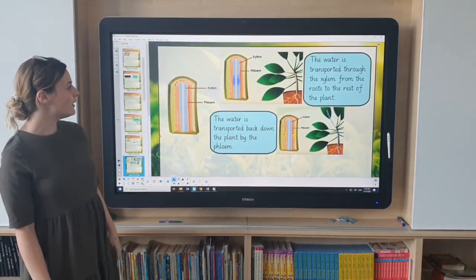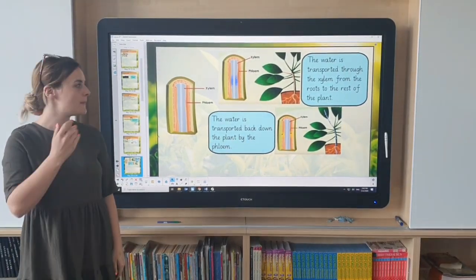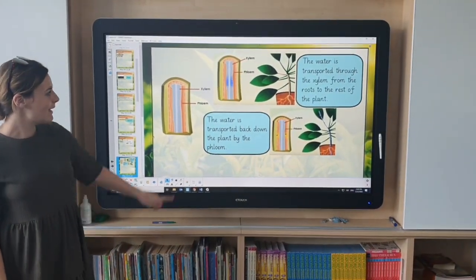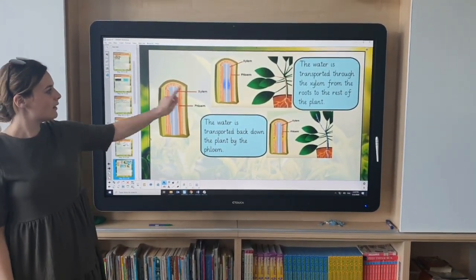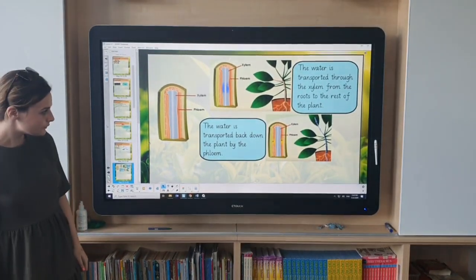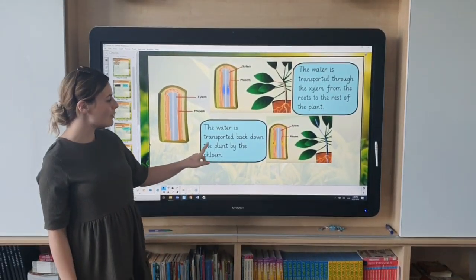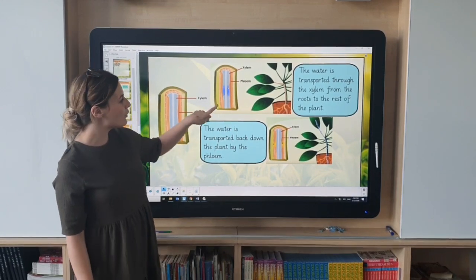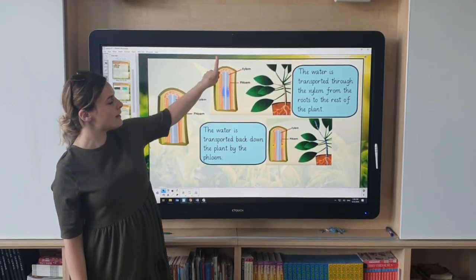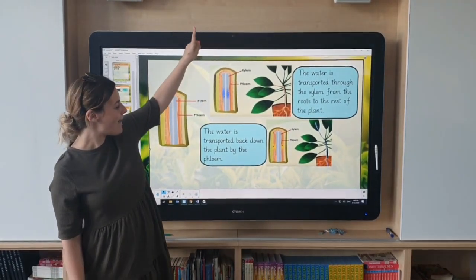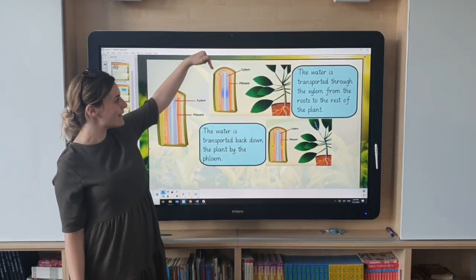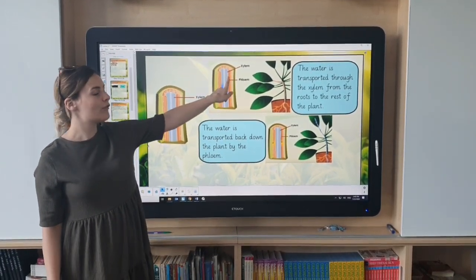Here I have got a stem that's been chopped in half and we can see the inside of a stem. So the water is transported first through the xylem up into the rest of the plant and then it is also transported back down the plant through the phloem.